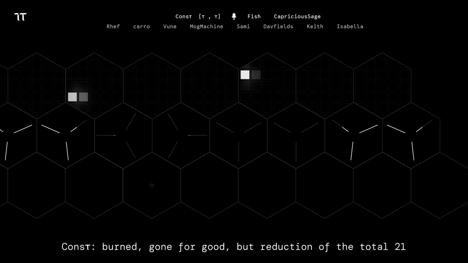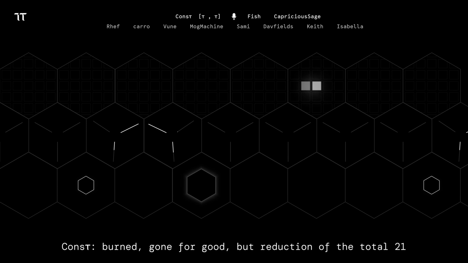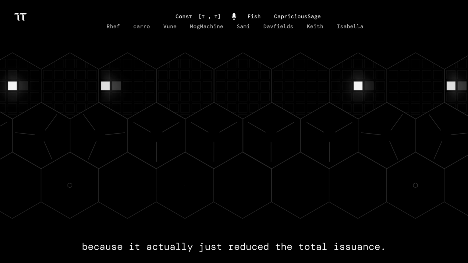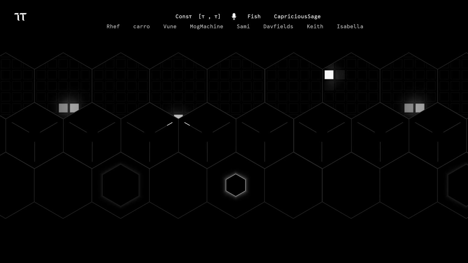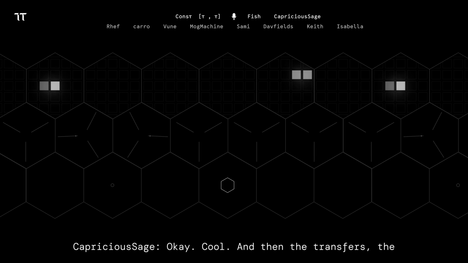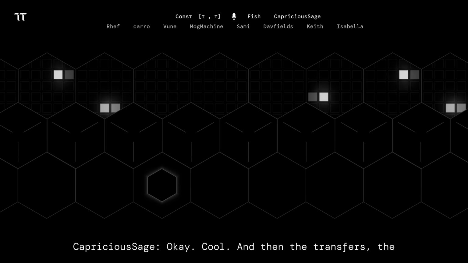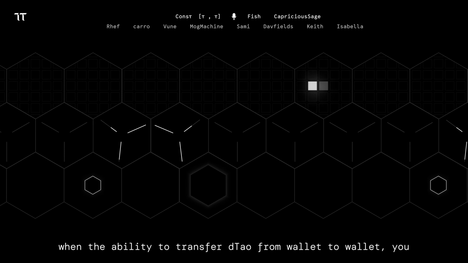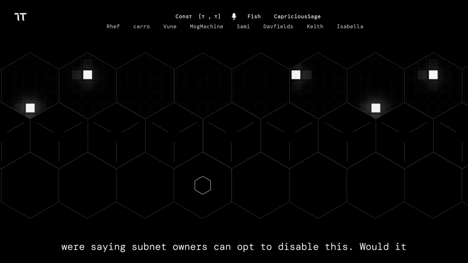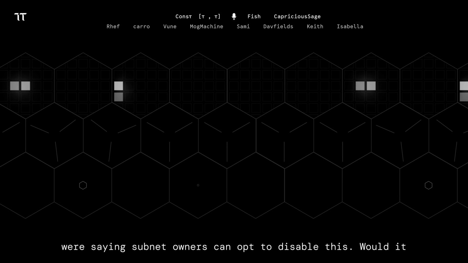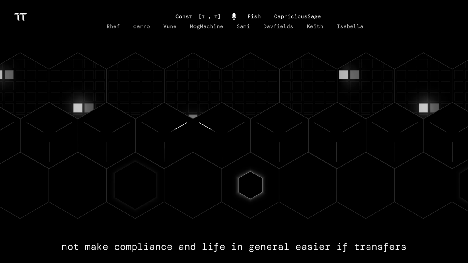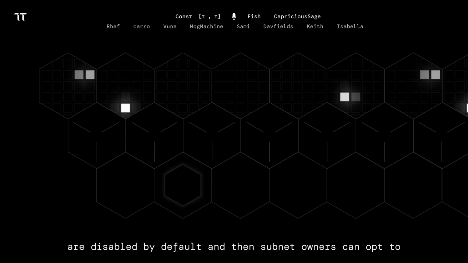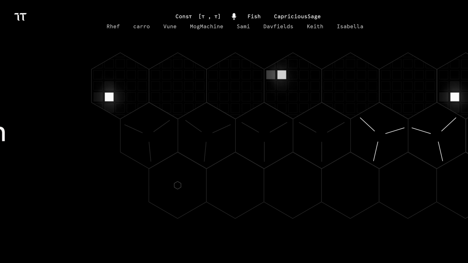Burnt, gone for good. But okay, so a reduction of the total 21 million. No, actually, sorry, you're right. Properly recycled, because it actually just reduced the total issuance. Okay, cool. And then the transfers? The transfer fees? No, sorry. When the ability to transfer detail from wallet to wallet, you were saying that subnet owners can opt to disable this. Would it not make compliance and life in general easier if transfers are disabled by default and then subnet owners can opt to enable it?